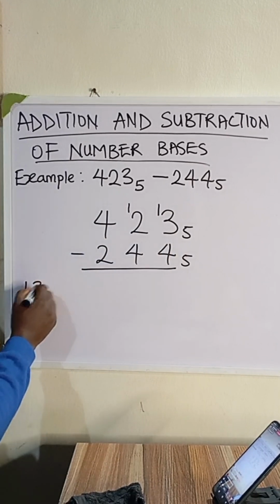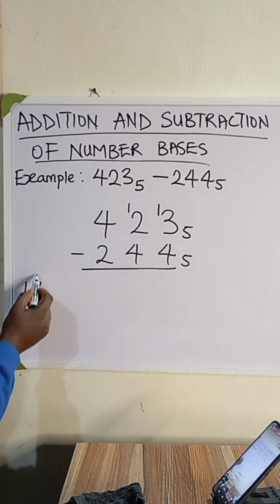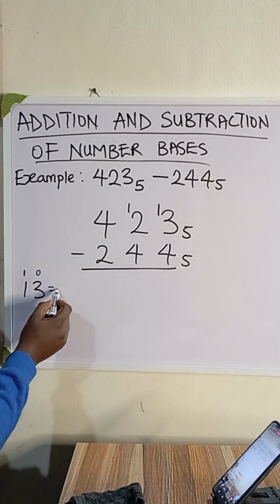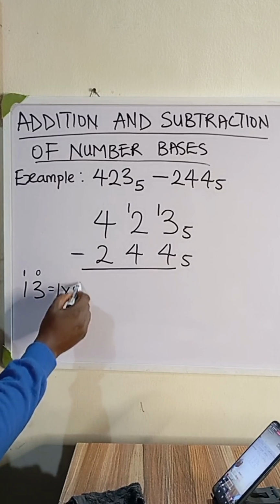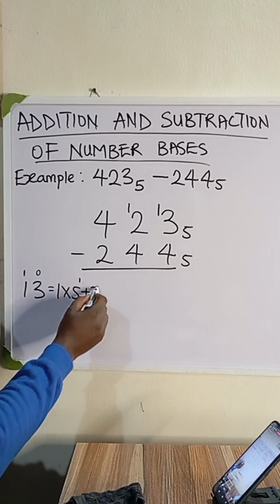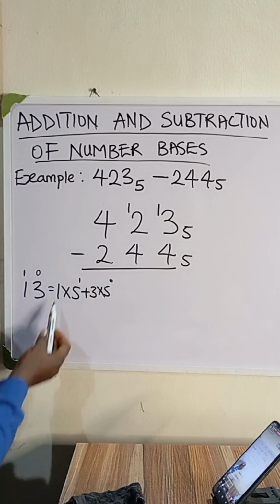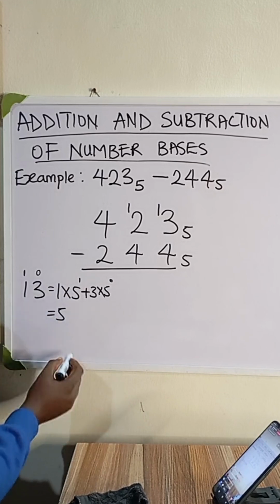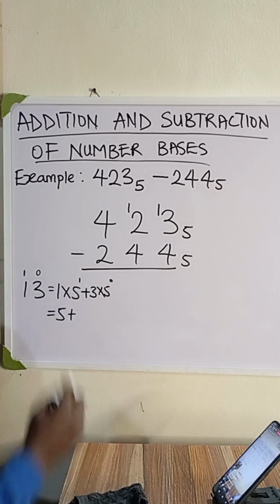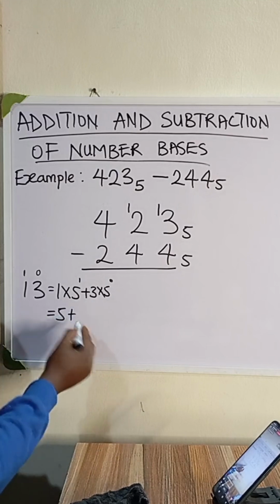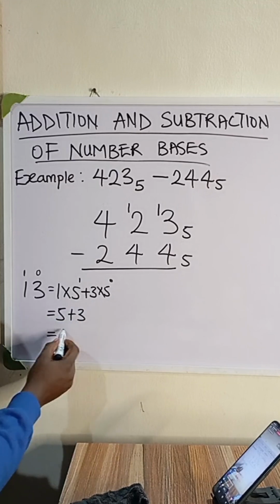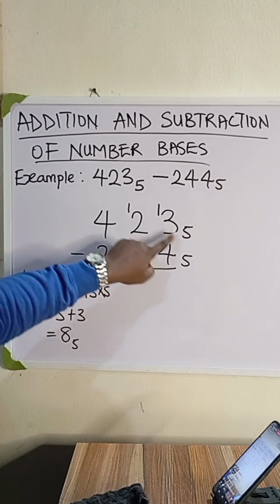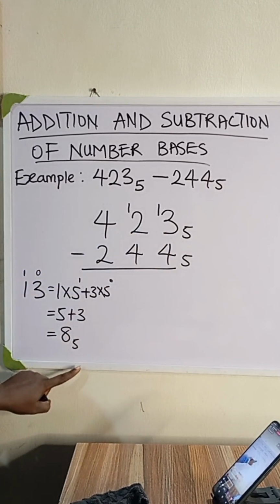So we have 13 over 3 here, we have power of 0. Over 1 here, we have power of 1. So this is going to be 1 times 5 to the power of 1 plus 3 times 5 to the power of 0. 5 to the power of 1 is 5 times 1 is 5, plus 5 to the power of 0 is 1 times 3 is 3. So 5 plus 3 gives us 8. We have 8 base 5. So this 13 base 5 is the same thing as 8 base 5.